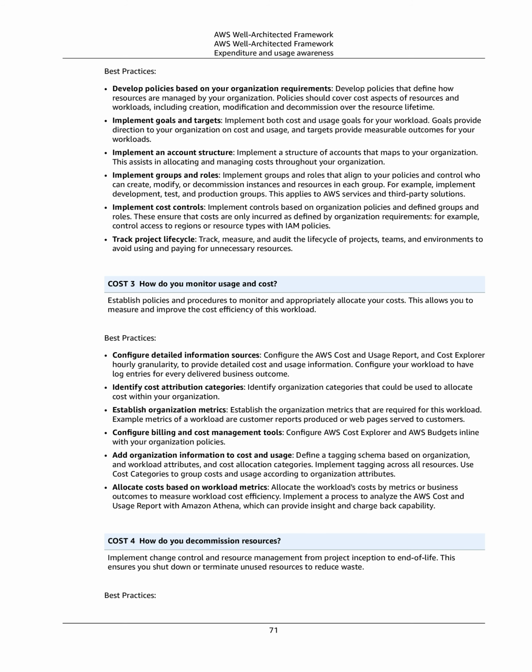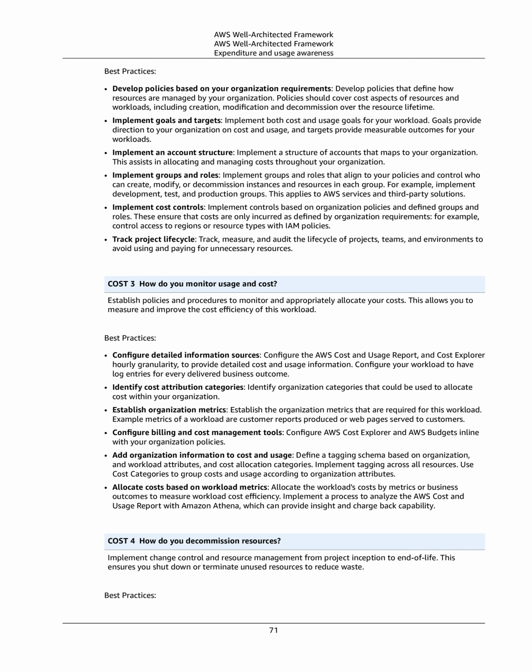Implement cost controls. Implement controls based on organization policies and define groups and roles. These ensure that costs are only incurred as defined by organization requirements, for example, control access to regions or resource types with IAM policies. Track project lifecycle. Track, measure, and audit the lifecycle of projects, teams, and environments to avoid using and paying for unnecessary resources.